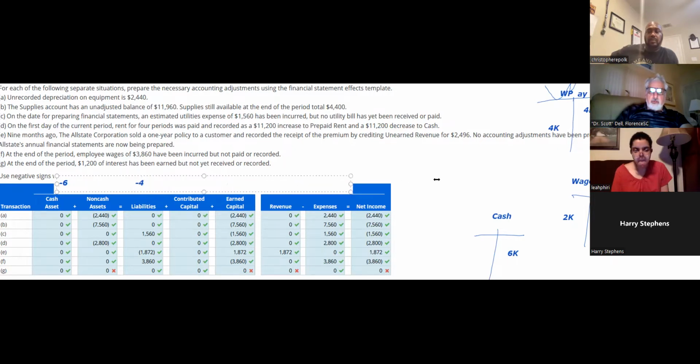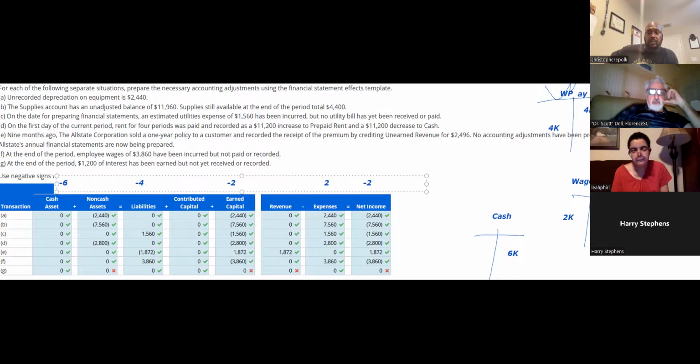And once I go through the rest of this transaction, I'm going to have negative 2 in earned capital. How do I get negative 2? Let's do the expenses first. I have an income of negative 2. And I have earned capital, not contributed capital, because this is from operations. I have negative 2.